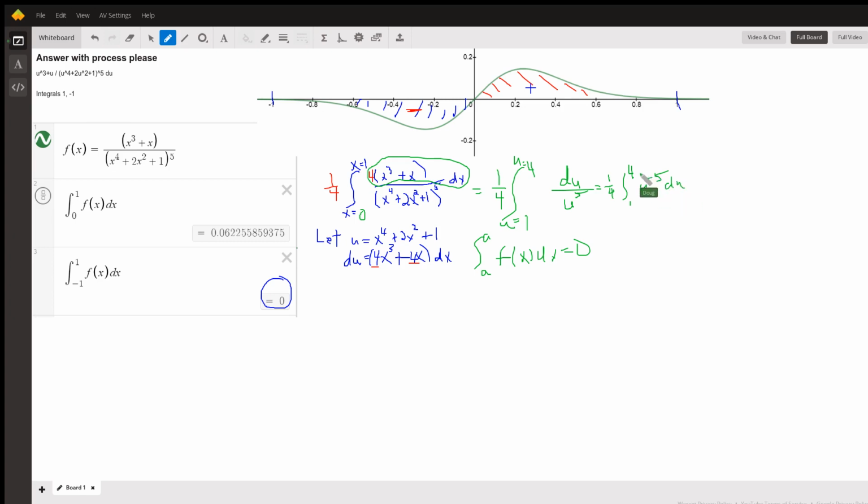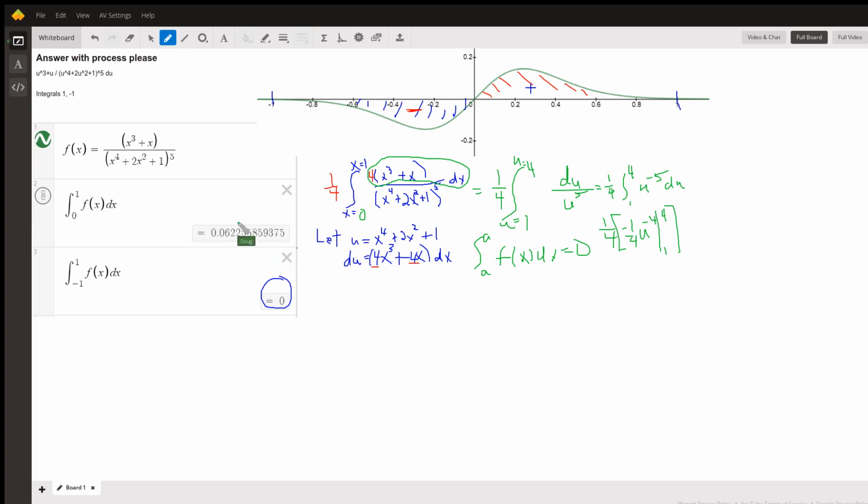So the antiderivative of u to the -5 is going to be: raise the exponent by 1, multiplied by the reciprocal of the new exponent. And we're going to evaluate that from 1 to 4.